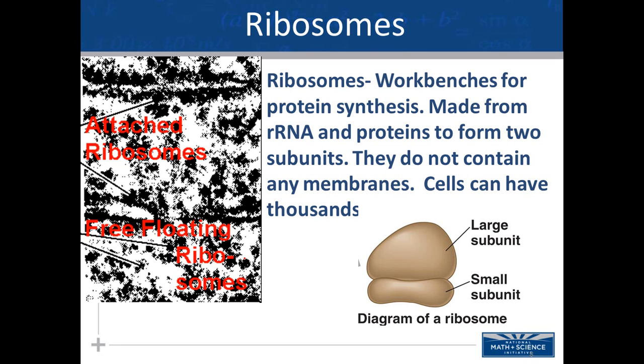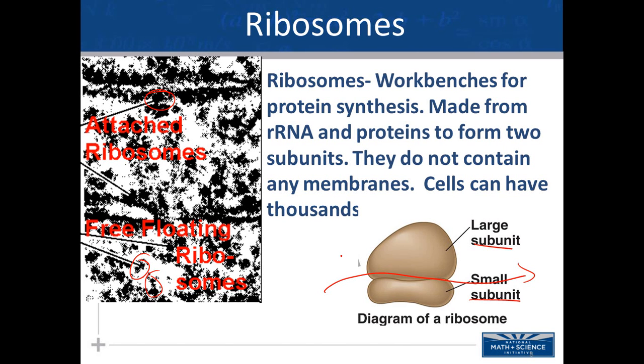Here is an electron micrograph, and we can see that ribosomes can be free-floating, just found floating in the cytosol, or they can be attached to the endoplasmic reticulum. Ribosomes are made from ribosomal RNA and proteins to form two subunits, a large subunit and a small subunit. Those two subunits are only together if the process of protein synthesis is occurring. Cells can have thousands of ribosomes.